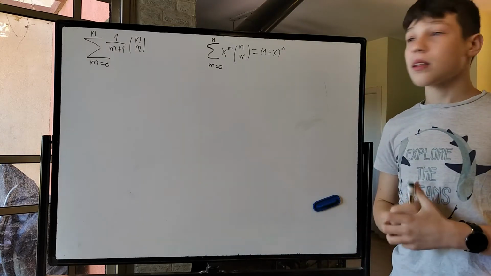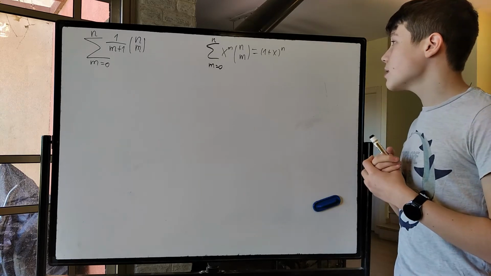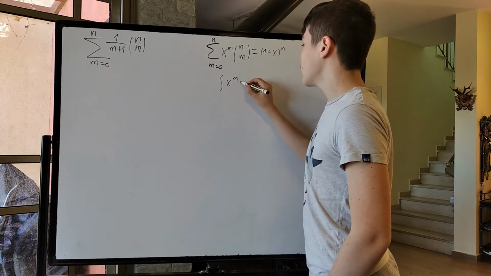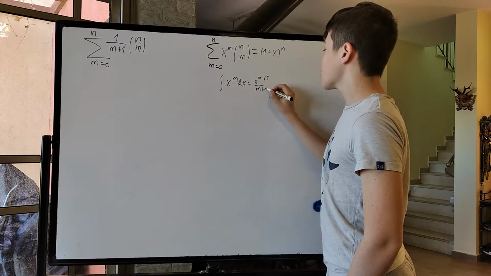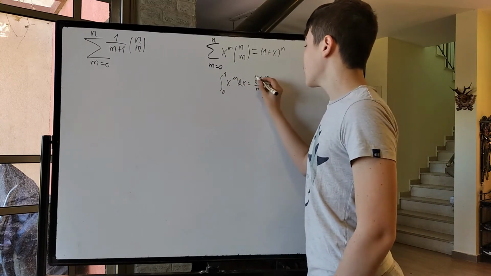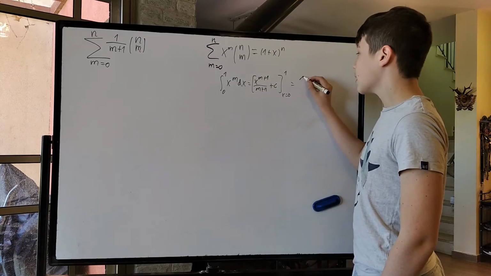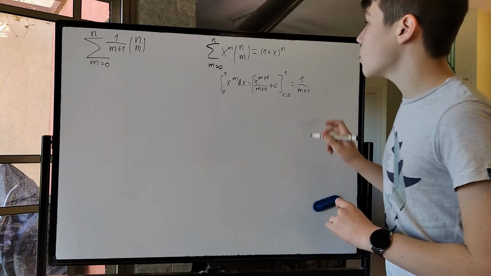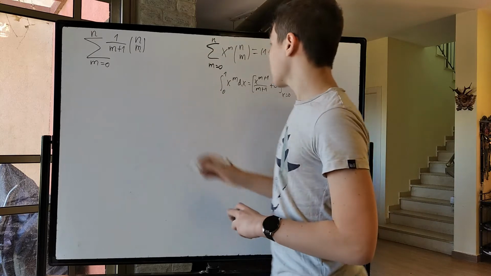And you might realize that integrating is the way of going about this, as the integral of x to the m dx is x to the m plus 1 over m plus 1 plus c. But if we evaluate this integral from 0 to 1, this goes from 0 to 1, and it turns out to be exactly 1 over m plus 1. Meaning that we can replace our 1 over m plus 1 with the integral from 0 to 1 of x to the m dx.